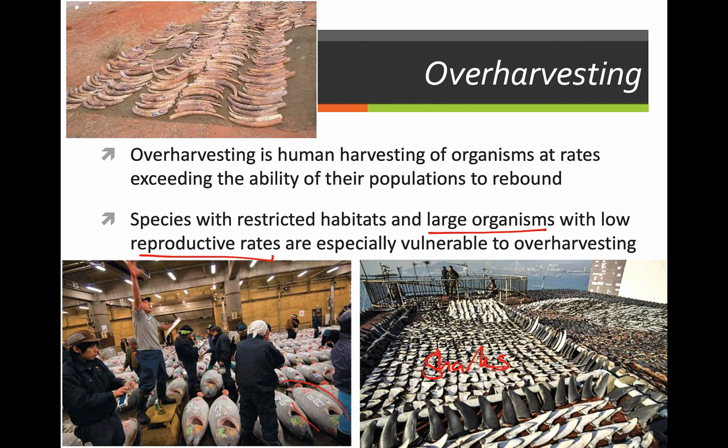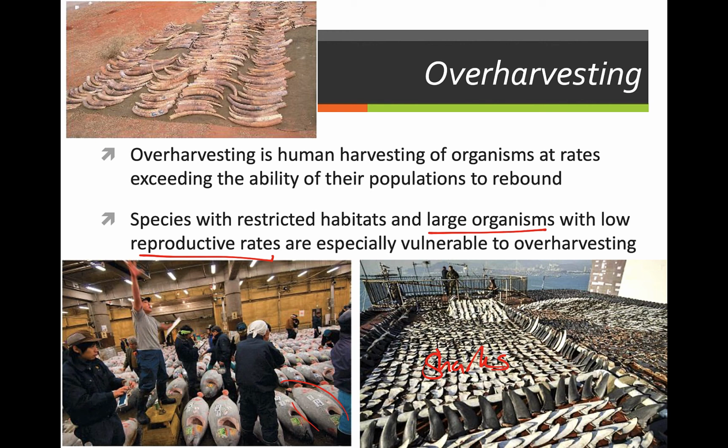And so they're very vulnerable to overharvesting because if you take a single one out of the environment, that's a large wealth of the reproductive stock that you're taking out. And so when you take out massive amounts of these large-bodied creatures, we see this kind of thing happen where shark populations have been plummeting. You can see this is shark fins. These are laid out on a roof to dry.